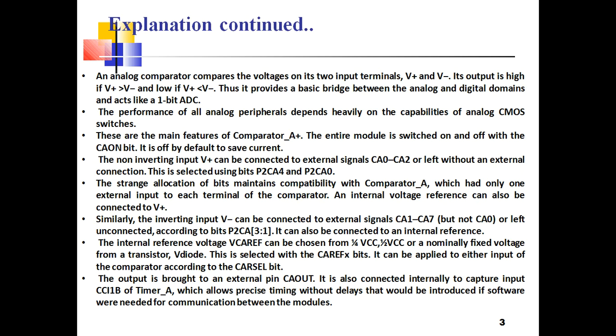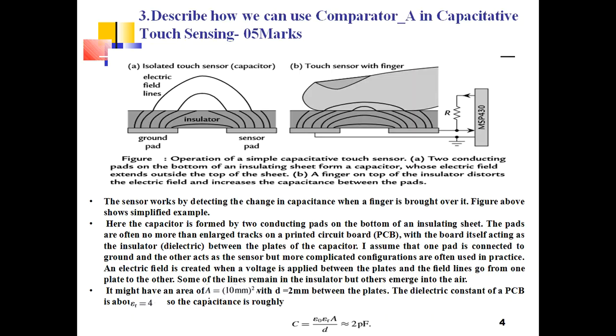The output is brought to an external pin as the comparator output. It is also connected internally to capture input CCI1B of Timer A, which allows precise timing without the delays that would be introduced if software were needed for communication between the modules.